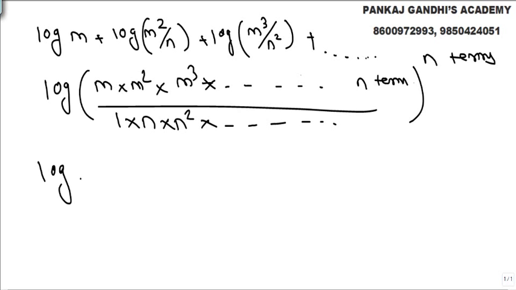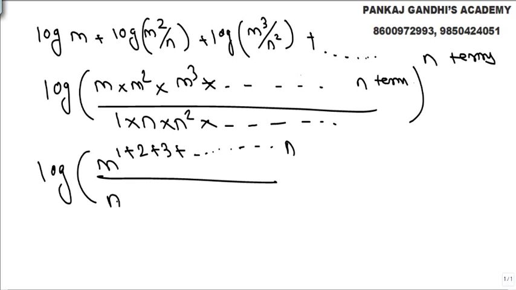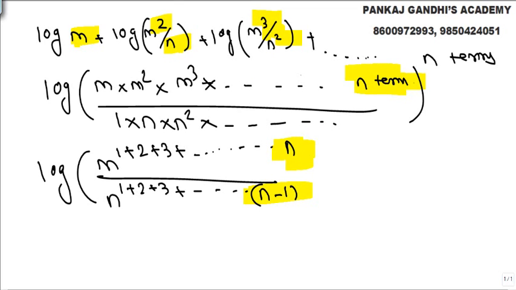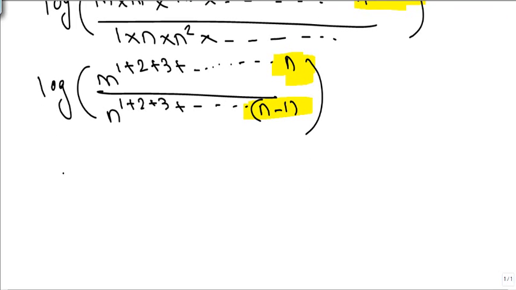Now the thing is, m raised to 1 plus 2 plus 3 up to n, and in this part, n, 1 plus 2 plus 3, it will be n minus 1. Look, the first term doesn't have n, so there is one difference everywhere. So if this is n times, this will be n minus 1 times. So now furthermore, quickly, it's so simple now for us.